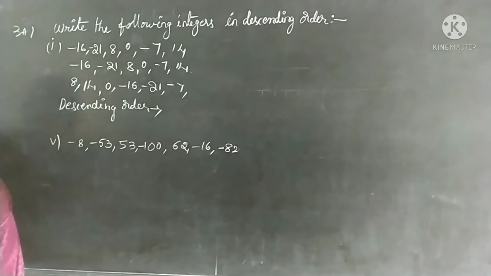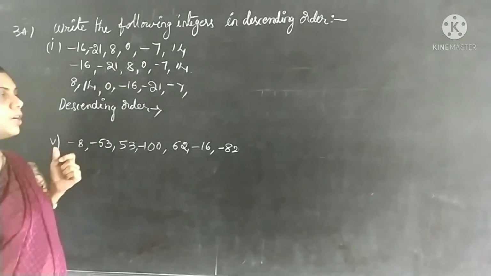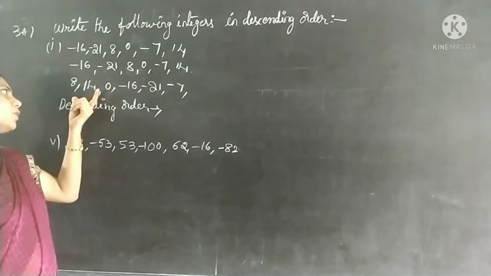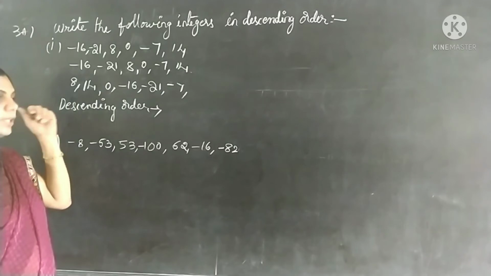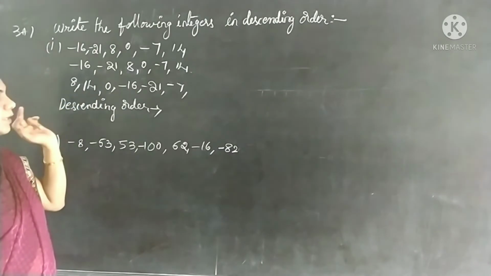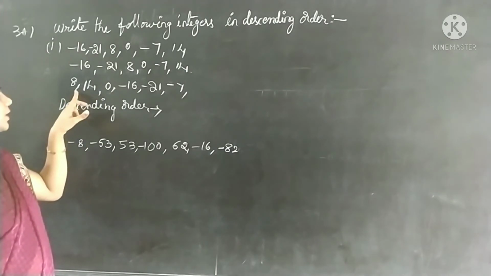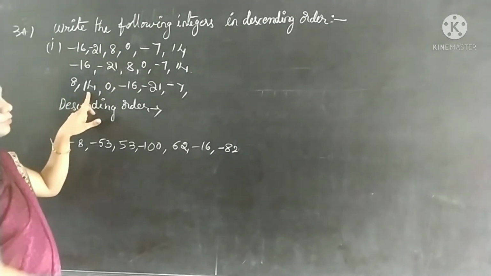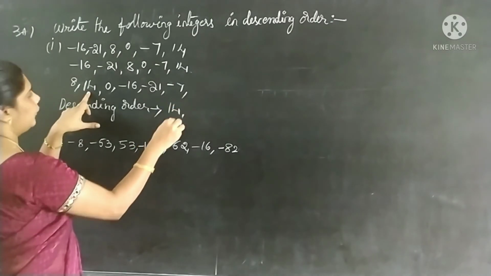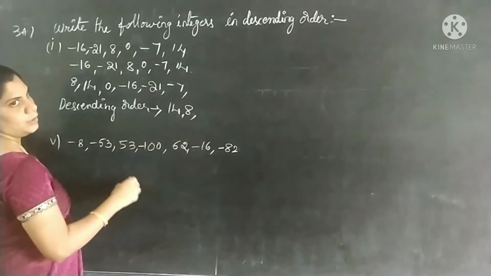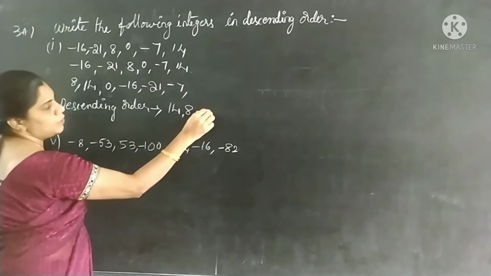Descending order. So first, the bigger numbers you have to write. Among that also, we have to go for positive numbers only. Arrange positive numbers in descending order. In the positive numbers 8 and 14, which is the bigger one here? 14 is the bigger one. 14, next you get here 8. After that, if you have here 0, now mention that 0.